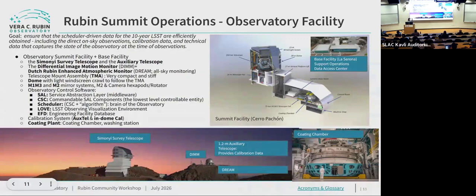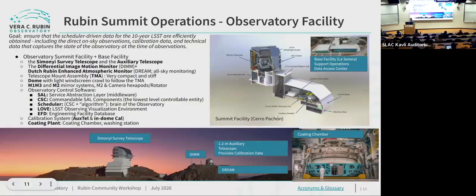And this facility also has a dome with a light windscreen, and it's crawling to follow the TMA during the night operation. And on the telescope, we have a primary and tertiary mirror together, and also a secondary mirror system, together with M2 and the camera hexapod and rotator. I'm going to show you again later.